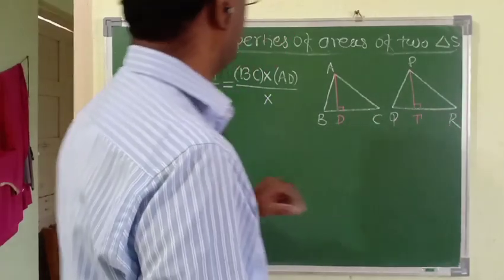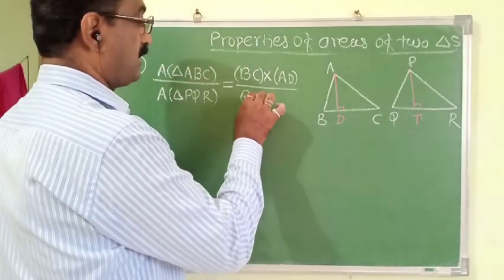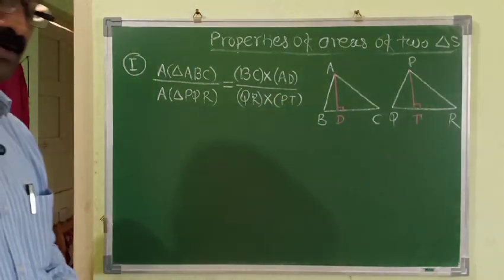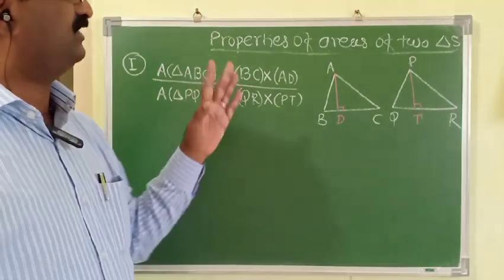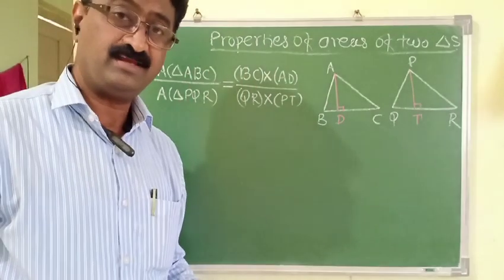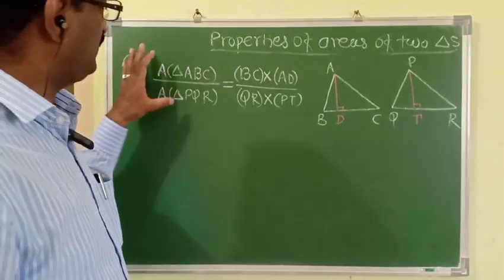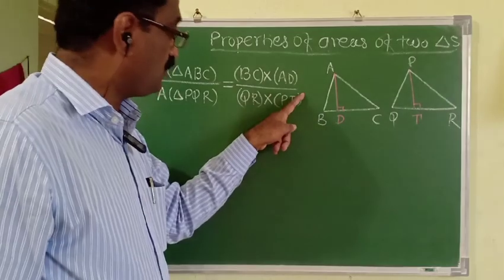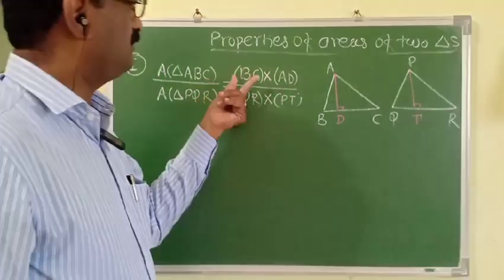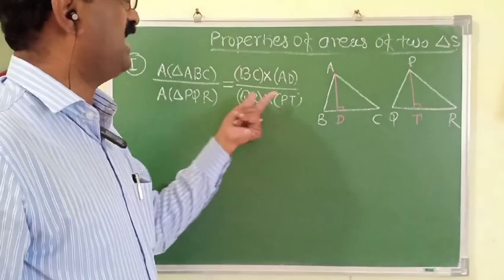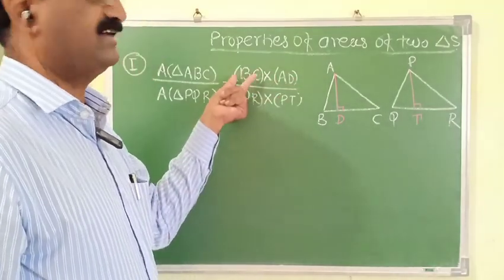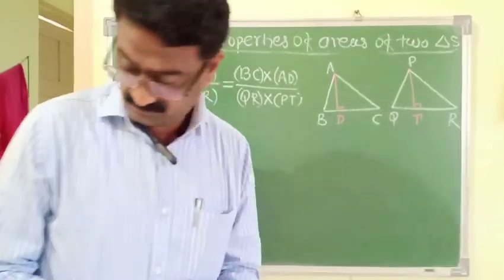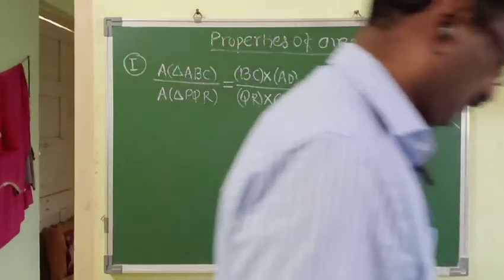Similarly, in triangle PQR, which is the base? QR, and height is PT. So this is the first property of areas of two triangles. The ratio of areas of two triangles is equal to the ratio of product of their bases and corresponding heights. These are the heights and these are the bases. These are the corresponding heights. So this is the first property. So let us write down that first property.